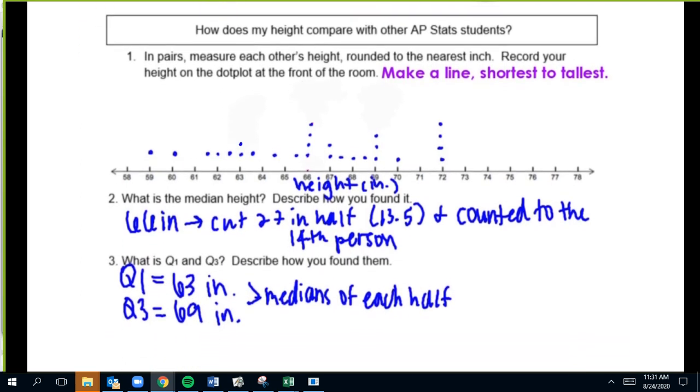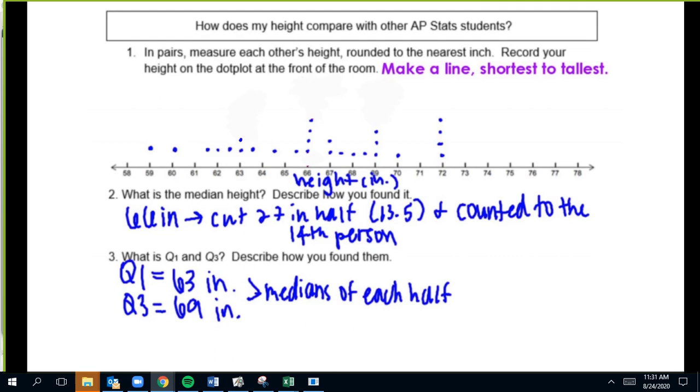And number 2 asks, what is the median height? Describe how you found it. We did this last class. So what we did was we cut our sample size in half, n over 2, and then we count to that value, as long as the data is in order, which in this dot plot it is.